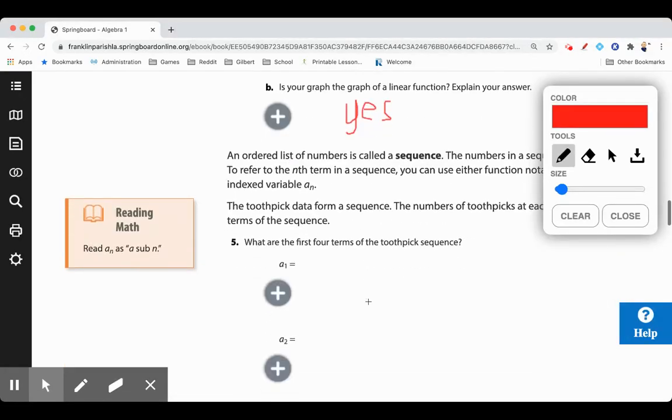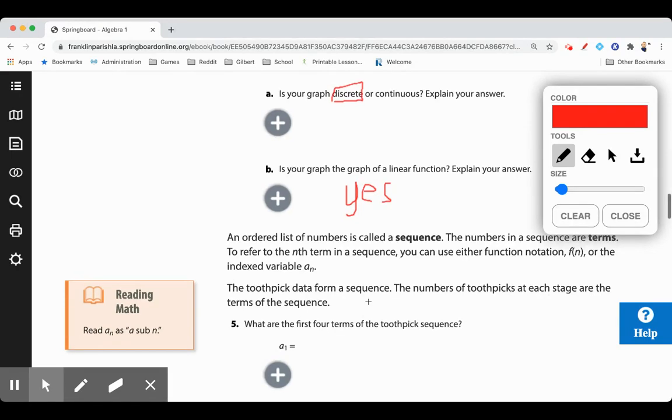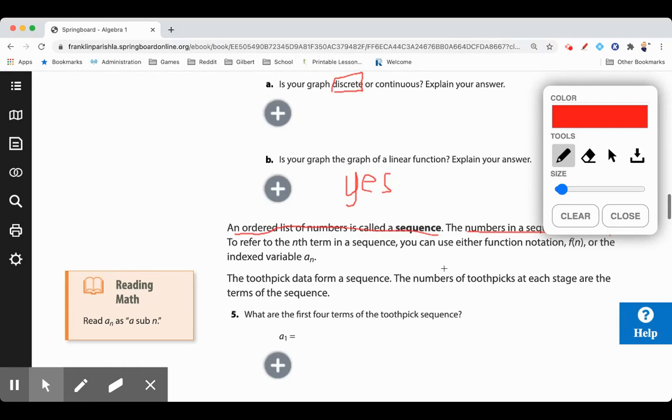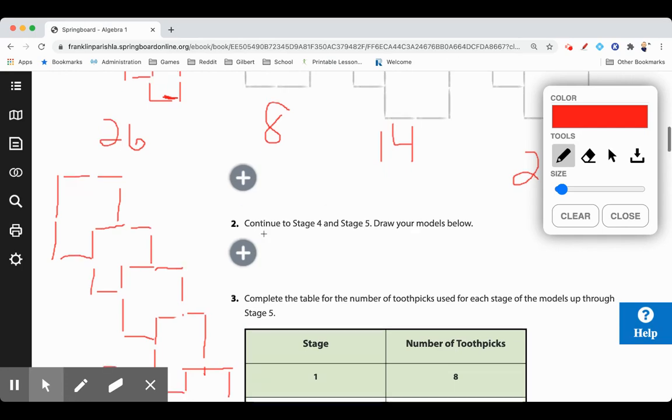An ordered list of numbers is called a sequence. This is like one of the very first lessons we did in this book. The numbers in a sequence are called the terms. Don't forget these. This was what we learned in the very first lessons. To refer to the nth term, that just means whichever term we care to talk about. It could be the first one, the second one, the third one, the 8th one, the 100th one.